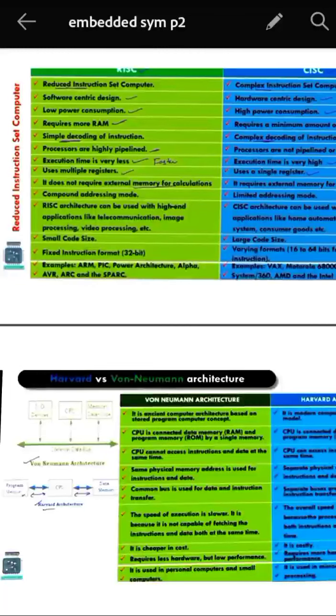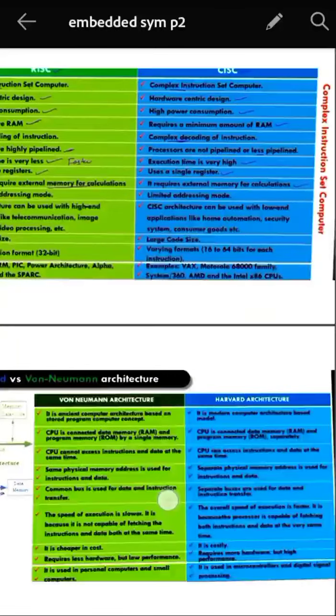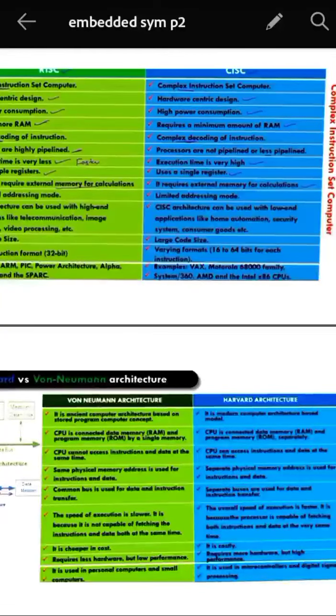In von Neumann architecture, only a single data bus is used to connect the other devices, whereas in Harvard architecture, different buses are used to connect the devices. This is the main difference between von Neumann and Harvard architecture. Now we will study the differences one by one. Von Neumann is an ancient computer architecture; in the ancient time we used von Neumann architecture. Nowadays, modern computers use Harvard architecture.